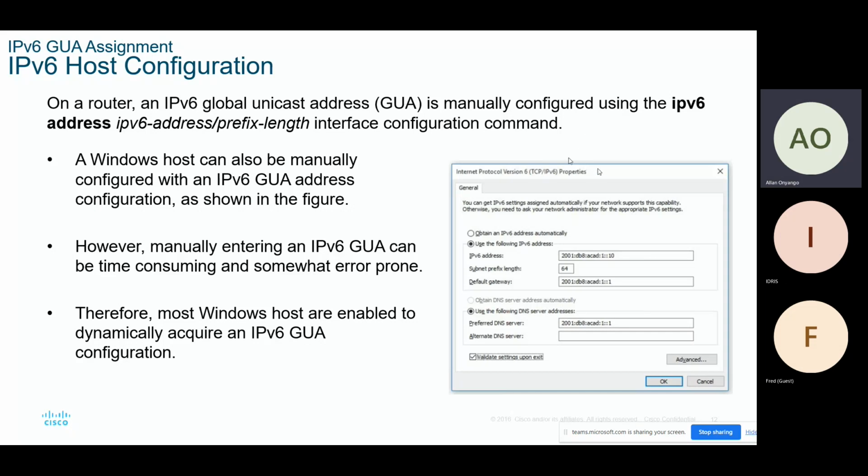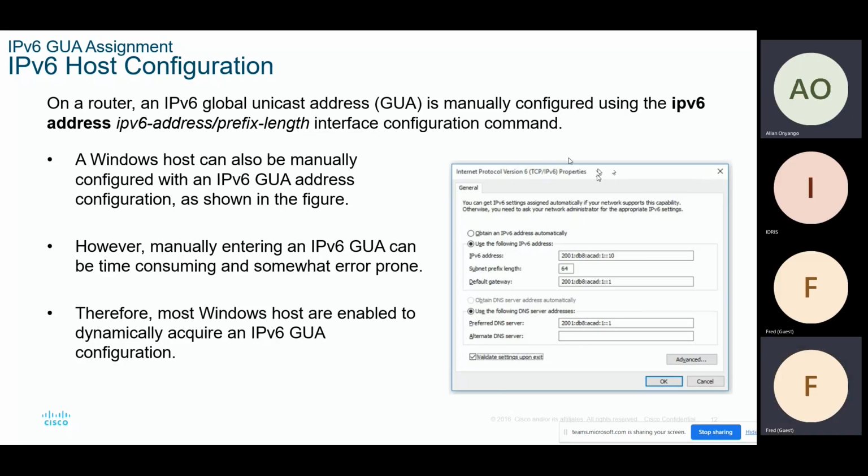So I know we have talked about the GUA before, which is called the Global Unicast Address, which is the equivalent of a public IP version 4 address. Just like we saw that IP version 4 addresses can be configured manually, so can IP version 6 devices.